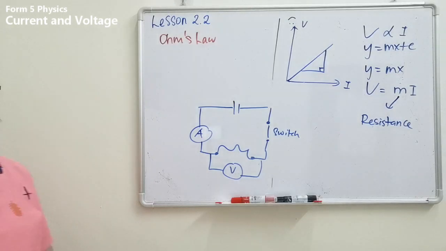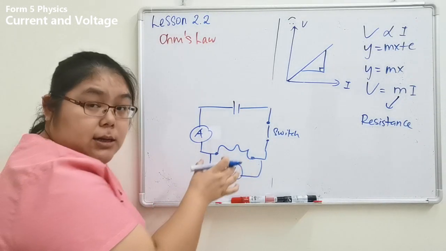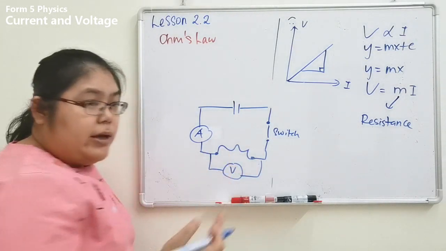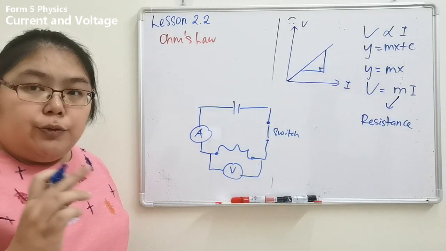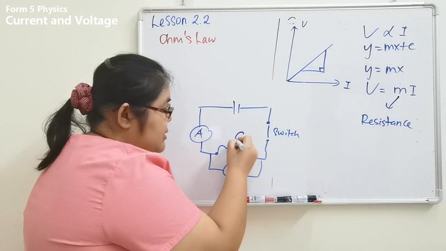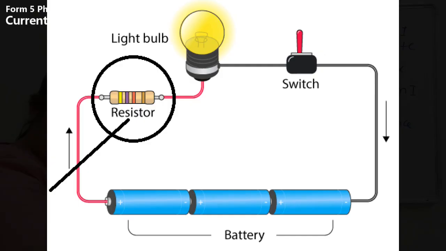Okay, so from here, this one is a resistor, because every wire has resistance. After that, this one is a voltmeter. So from here, we need to find out the resistor. This one is a resistor, the wire. How much resistance does it have?